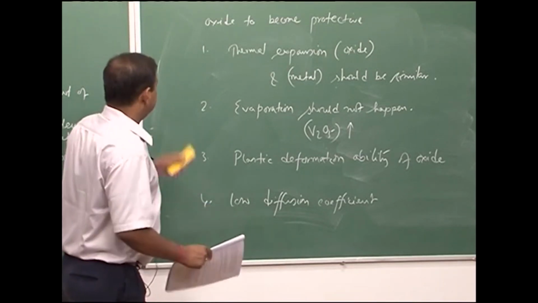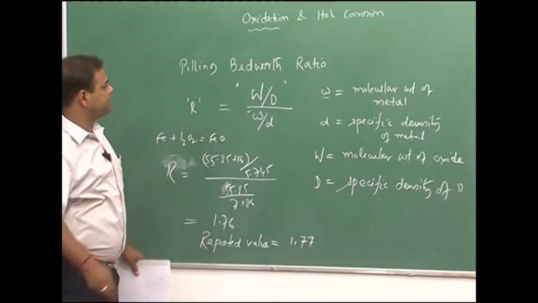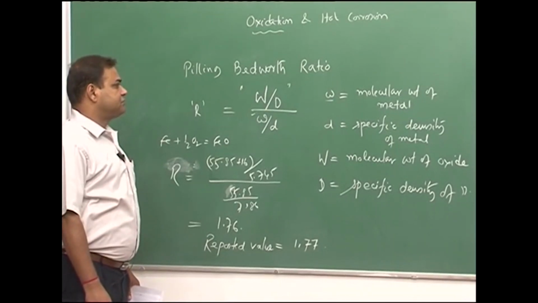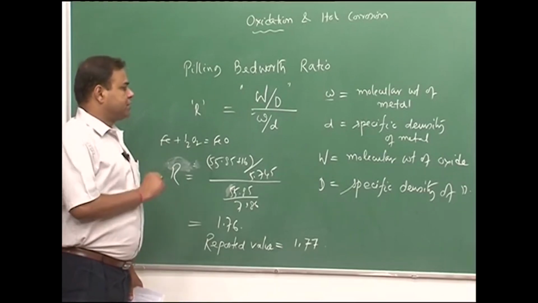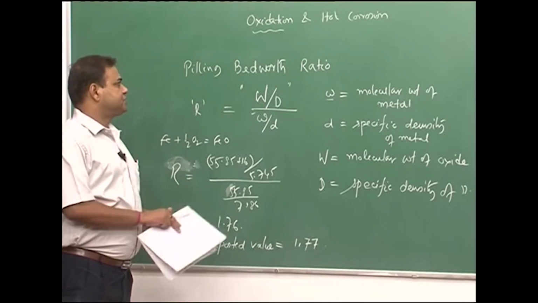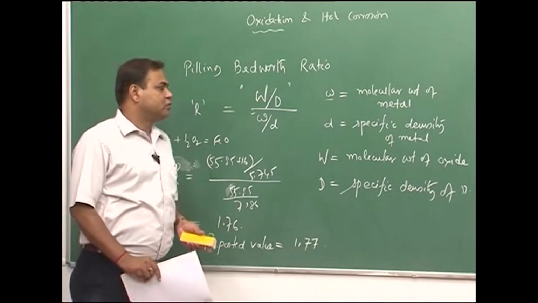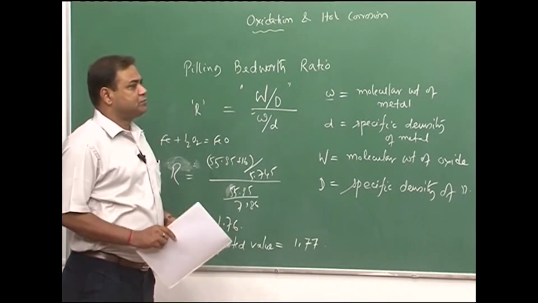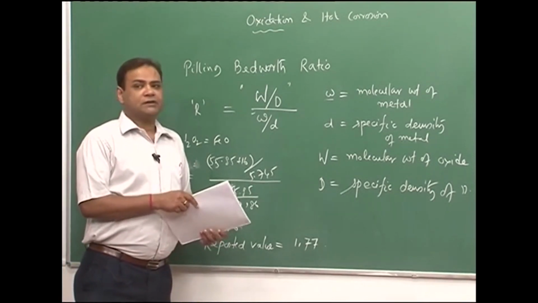So, this is roughly about this Pilling-Bedworth ratio. This is a very primitive understanding about the oxidation resistance of metals or alloys. Now, later on, more detailed explanation about this oxidation process and its mechanism has been studied and understood. Let us get into some of the recent understanding of oxidation of metals and alloys.